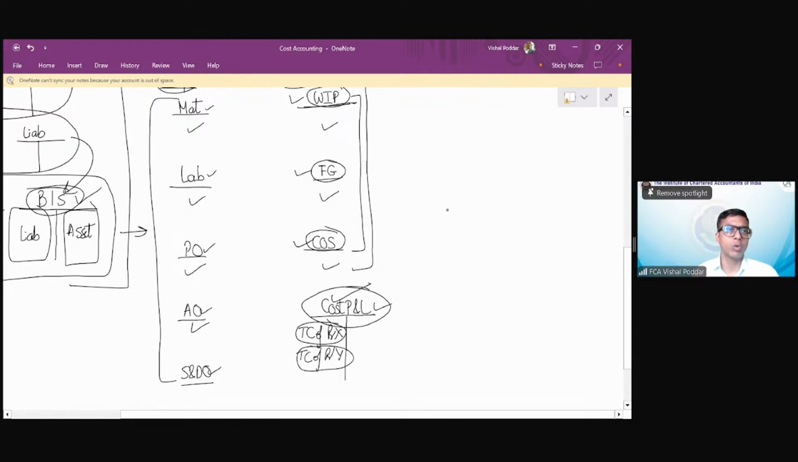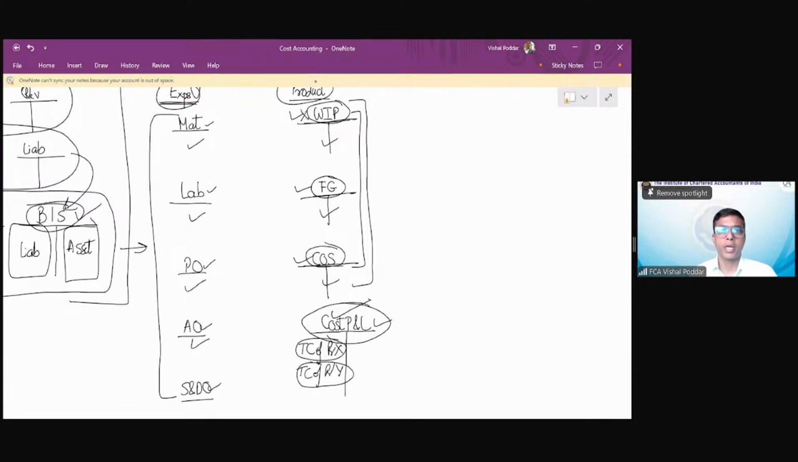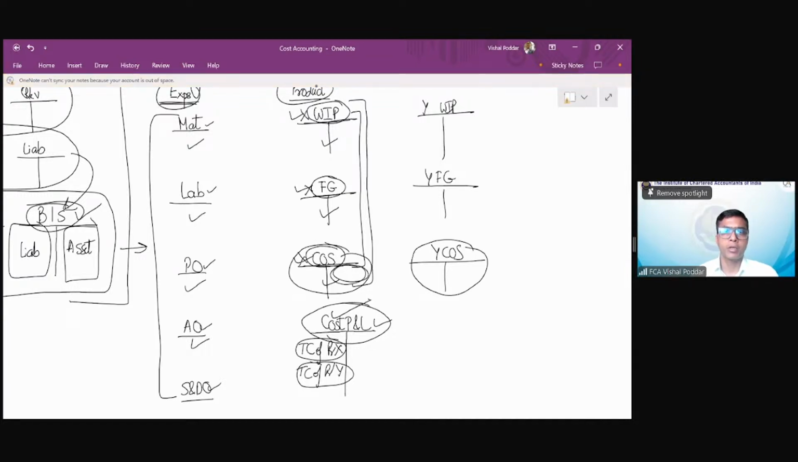Now you'll ask me, sir, how will you get the total cost of each product? That is from these 3 accounts. I will be preparing these 3 accounts for each product separately. So firstly, let us have product X WIP, product X finished goods, product X COS. Similarly, I'll have product Y WIP, product Y FG, product Y COS. So since I'll be preparing these 3 accounts for each product, at the end in the COS account, I will get the total cost of each product, which will be transferred to my cost P&L.